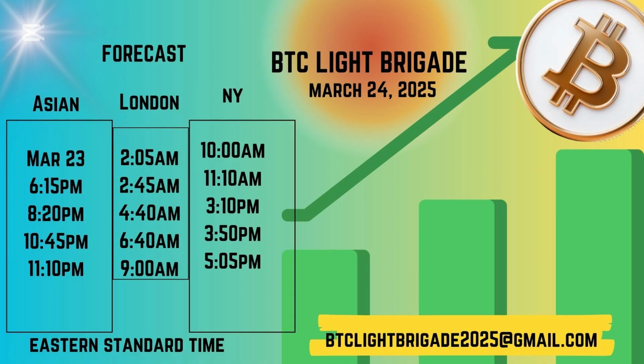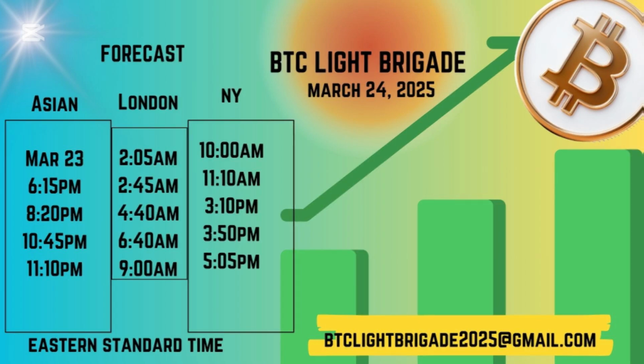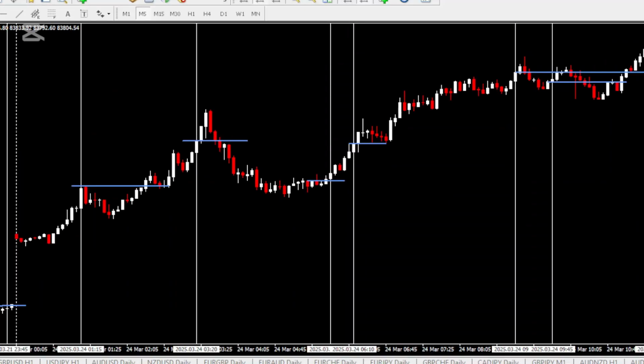Okay, so the first one, 6:15, 8:20, and then 10:45, 11:10. That's all for March 23rd. We kick off, the London starts at 2:05 as a first time signal. So let's go over the charts right now and see exactly how our forecast did. Alright, so what you're looking at here is a chart of the BTC USD chart on an intraday 5-minute chart. Every candle here is represented by 5 minutes, okay?